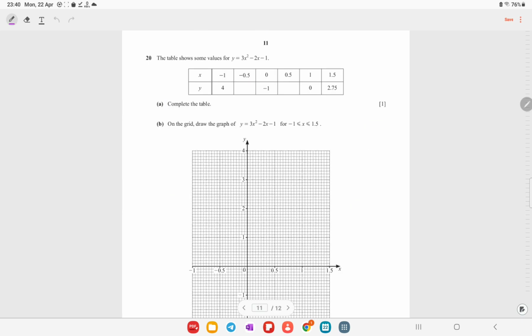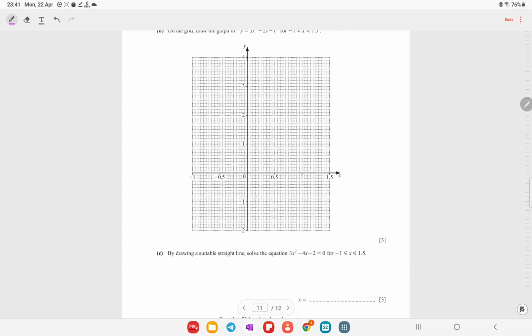Okay, the table shows some values for y equals 3x squared minus 2x plus 1. Again, you can use the table function in your calculator, or you can do it manually. Just put minus 0.5 in place of x. So y equals 3 times (minus 0.5) squared minus 2 times minus 0.5 plus 1. If you solve this, it will give you 0.75. So I'll write 0.75 over here. Then if I put 0.5 over here, it will give you minus 1.25.